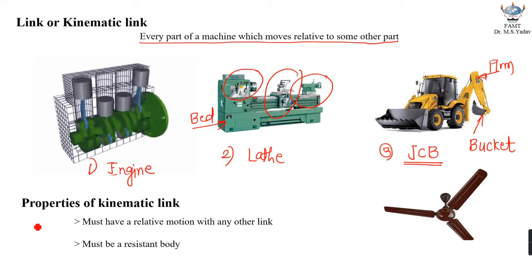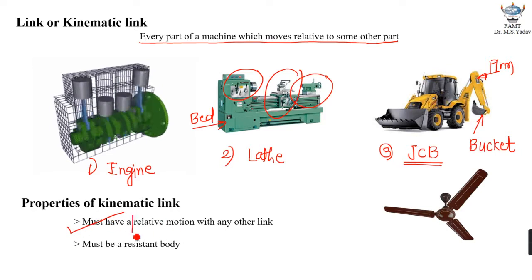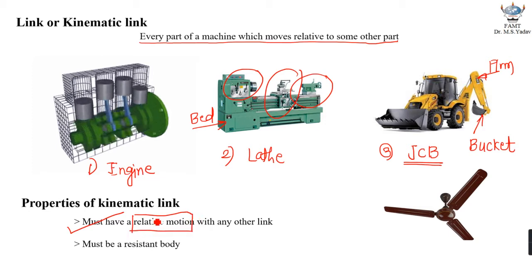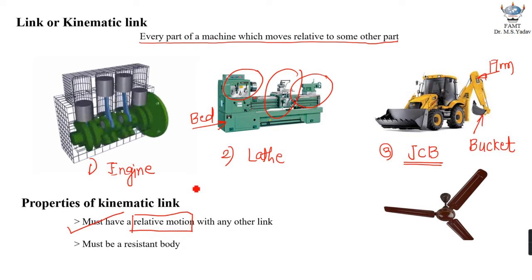Now let us discuss properties of kinematic link. There are two properties of kinematic link. The first one: a kinematic link must have a relative motion with any other link. Like I said already, the piston is moving with respect to cylinder and the connecting rod. So cylinder, piston and connecting rod have relative motion between them. So, even though cylinder is stationary and piston is moving with respect to cylinder, piston and connecting rod all become a kinematic link.